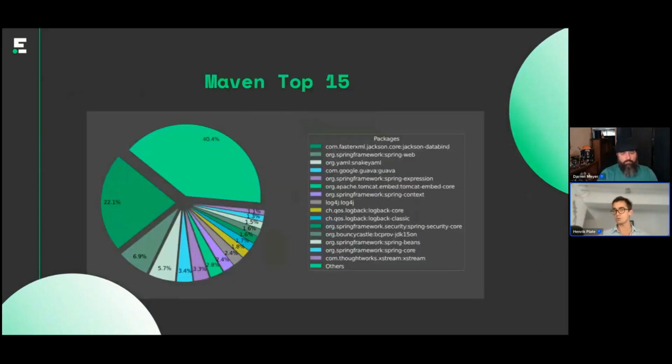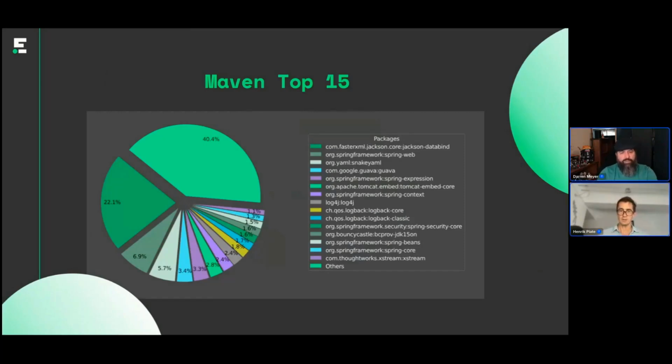And if we go over to the Maven Java world, we see that Jackson Data Bind is the component which brings in most of the findings. 22% are only because of Jackson Data Bind.